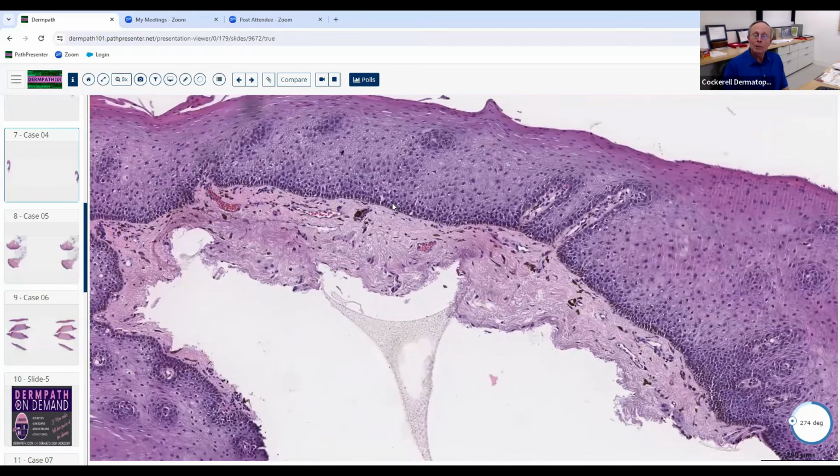Now, there are some other items that they could put in the differential diagnosis. They might put in melanoma, but that gets a little bit more challenging because some early melanomas can look somewhat similar to this. So I don't think they probably put that on there, but they might put something in there like argyria, something along those lines.